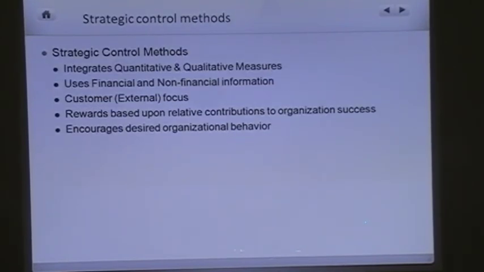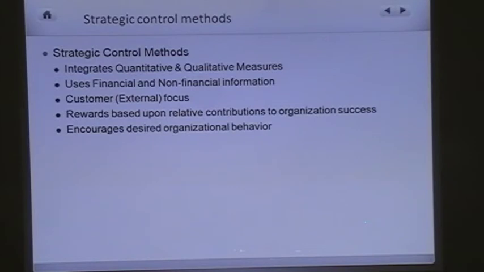Let's look at what the strategic control methods are. Strategic control methods within an organization look at integrated quantitative and qualitative measures. They are financial and non-financial information measures. They also look at customer focus, which is external in terms of control, because you cannot control your customers.